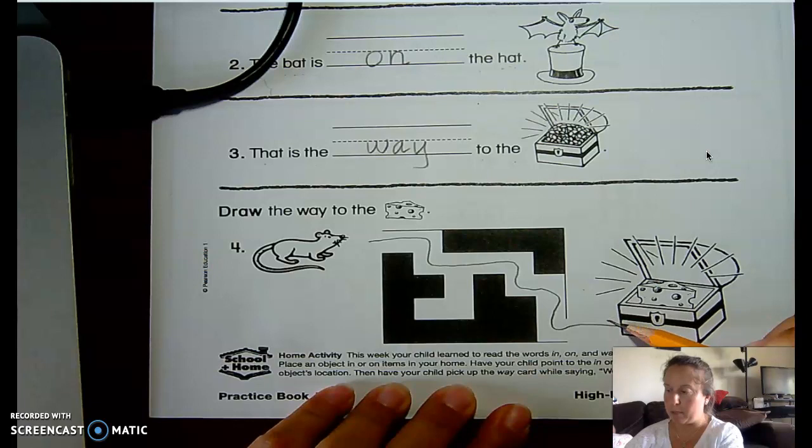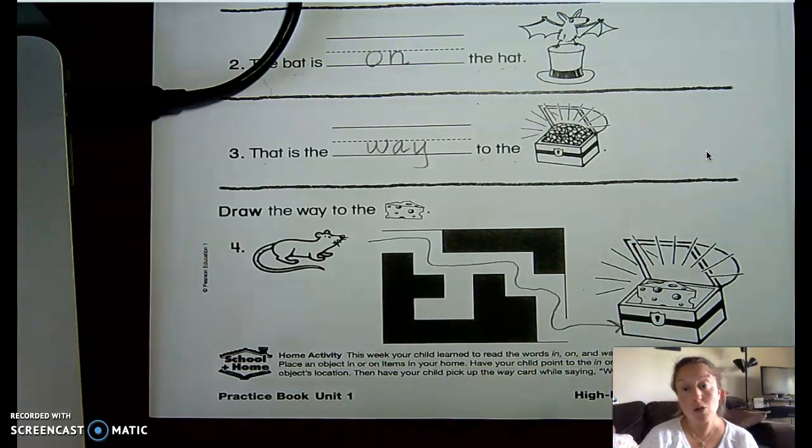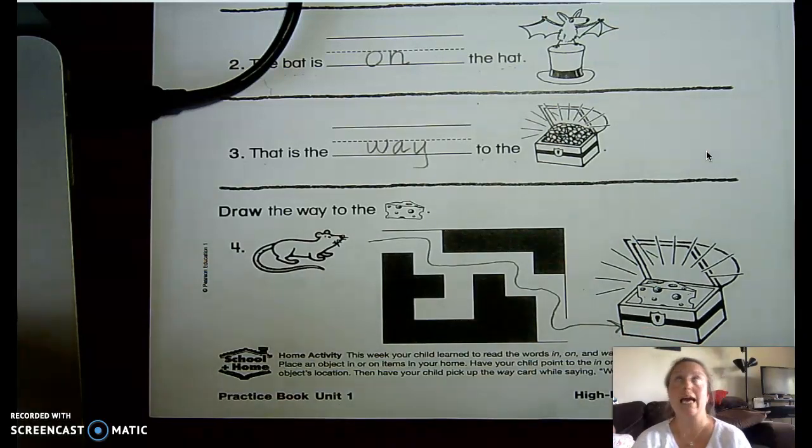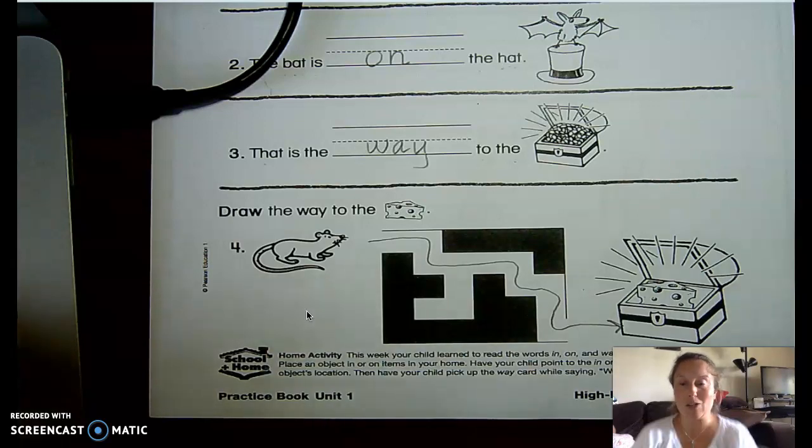Yum, yum, yum. What would be in your treasure chest? Would it be a hamburger? Would it be a wedge of cheese like the mouse? Would it be a basketball? Would it be a set of stickers? What's in your treasure chest, first grade?